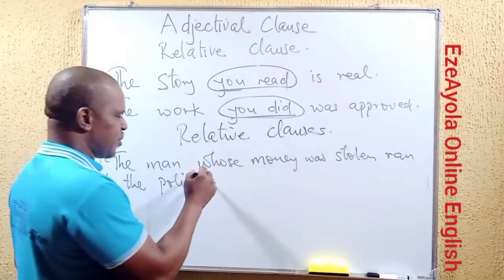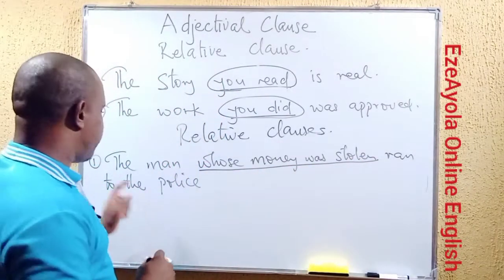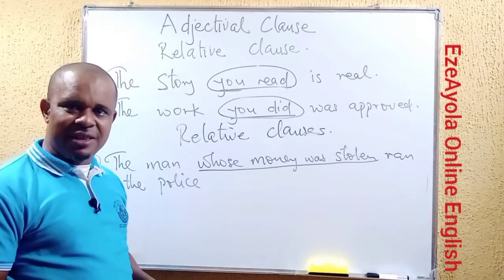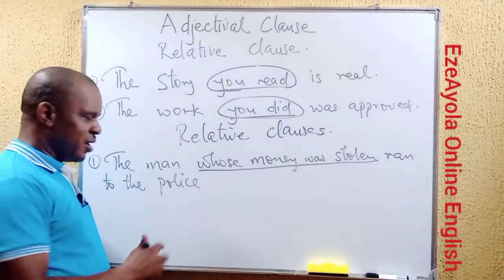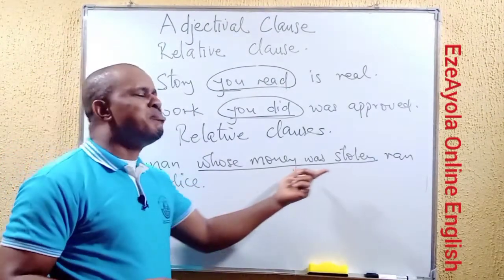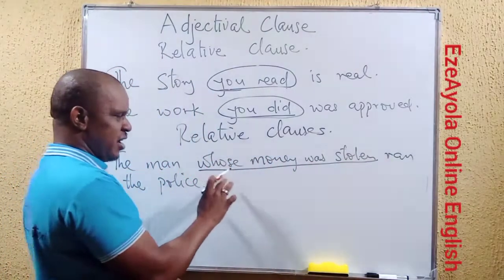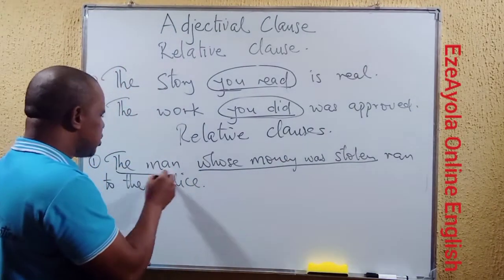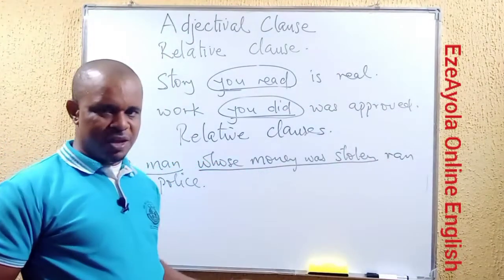The man whose money was stolen. Okay? If we say the man ran to the police, does it make sense? Yes, it does. Of course it does. The man ran to the police. Okay, the question comes up, which man ran to the police? The one whose money was stolen. The function of this expression entirely, whose money was stolen, is that it is describing the subject, which is the man, telling us the particular man that ran to the police.